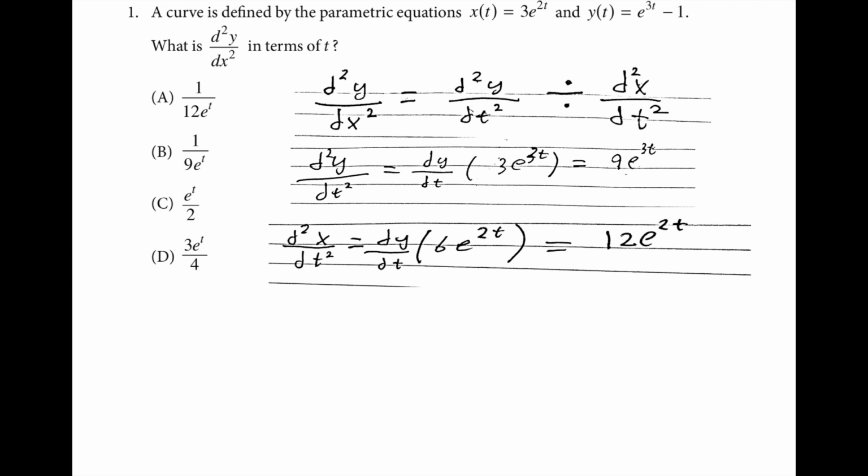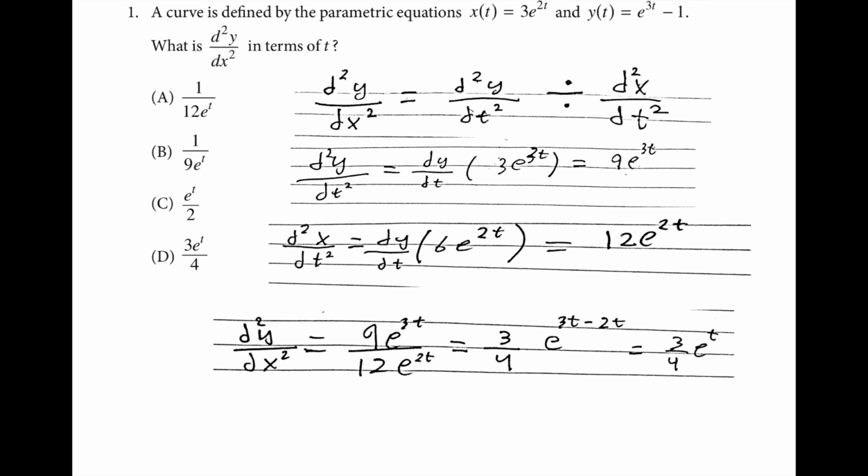We will find the derivative of x with respect to t. Sorry, there's a mistake. I should write the derivative of x with respect to t. So 6e to the power 2t is the first derivative. Apply the derivative again and we get 12e to the power 2t. Now divide the two results. 9 over 12, 3 over 4. When we have the same base and different powers, when we divide them, we just subtract the powers, so we'll get 3 over 4 times e to the power t, which is D.